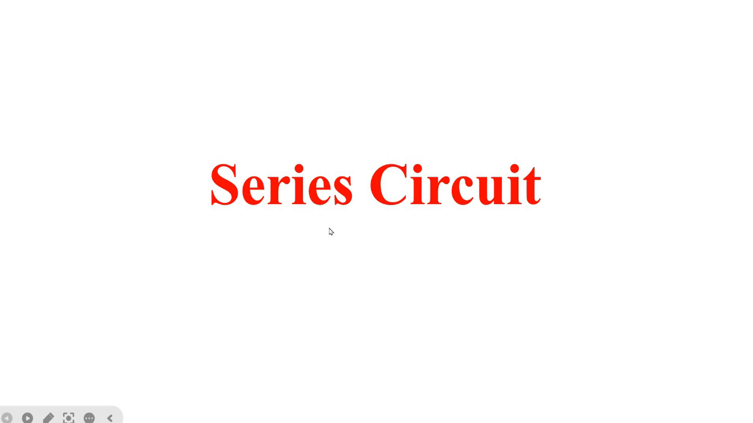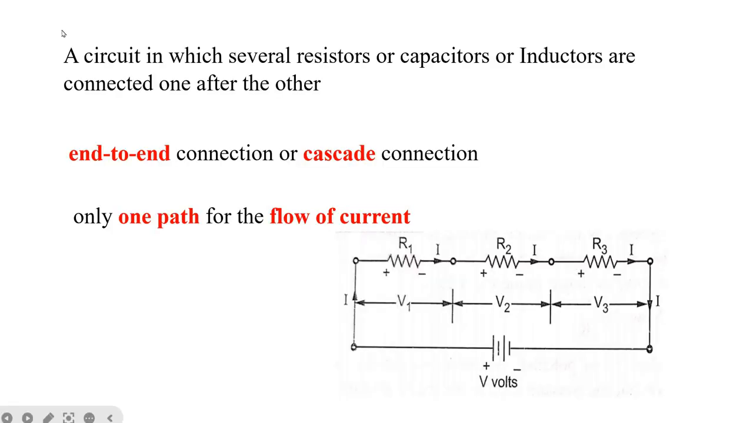In this video, we will see what is a series circuit and what are the characteristics of a series circuit. A circuit in which several resistors or capacitors or inductors are connected one after the other is called a series circuit. You may use resistors, capacitors or inductors in this. The series circuit is also called an end-to-end connection or cascade connection, and there is only one path for the flow of current.